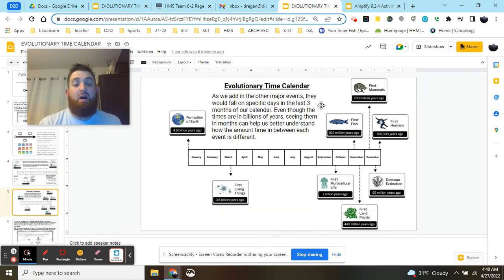So, as we add in all the other major events that would fall on these specific dates, the last 3 months of our calendar, if you notice, gets very, very busy. Even though the times are in billions of years, millions of years, thousands of years, this can help us to understand the difference in amount of time between these events. So, if you notice, again, here's the beginning of Earth's formation 4.6 billion years ago. Here's humans. If you notice, each one of these falls at a specific time in a specific month overall. So, understanding those differences can help us in a lot of ways.